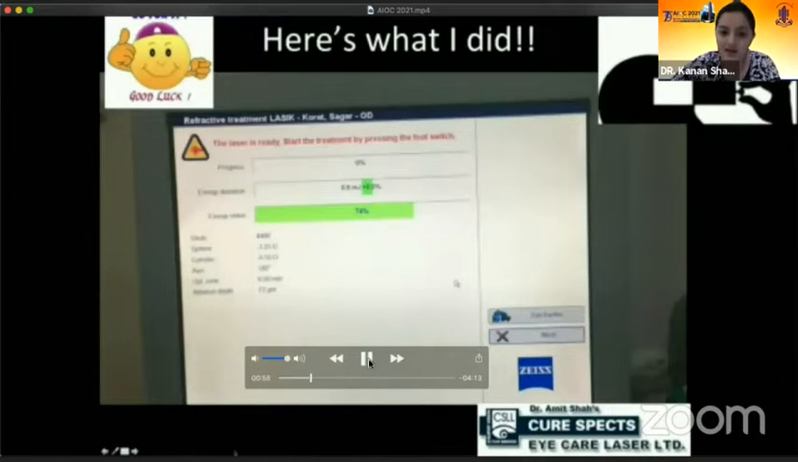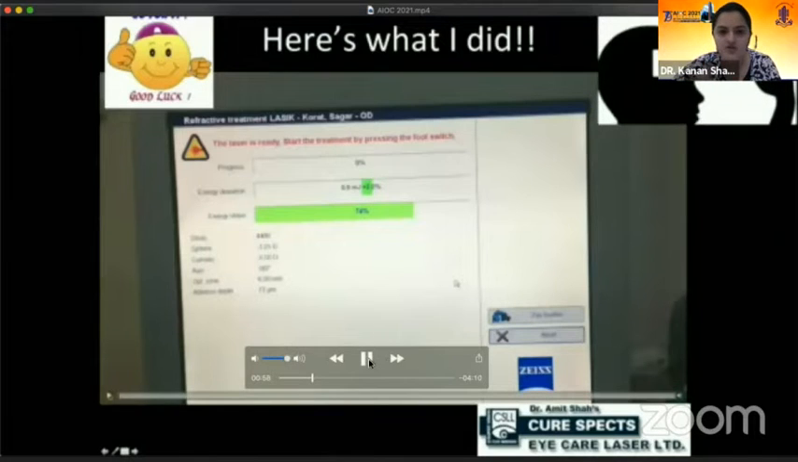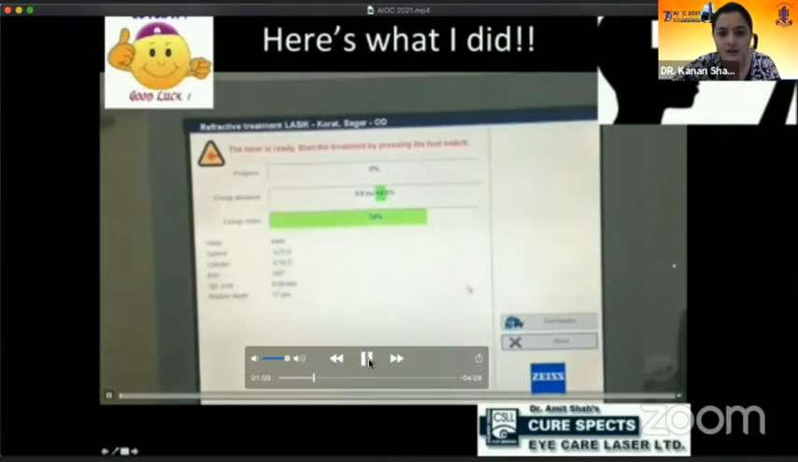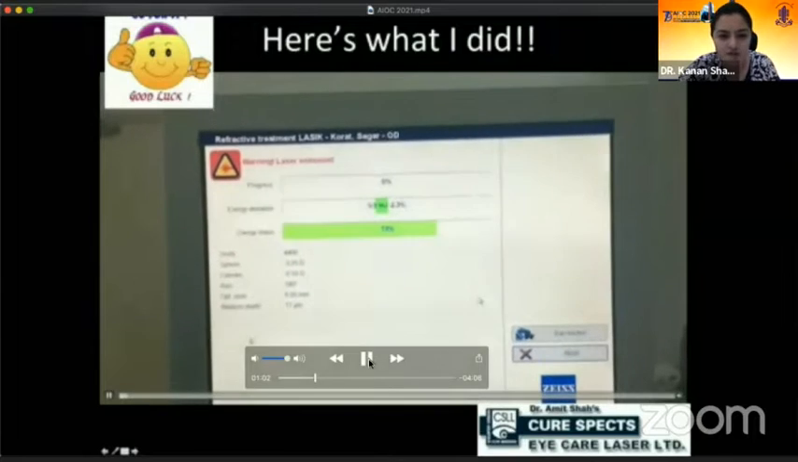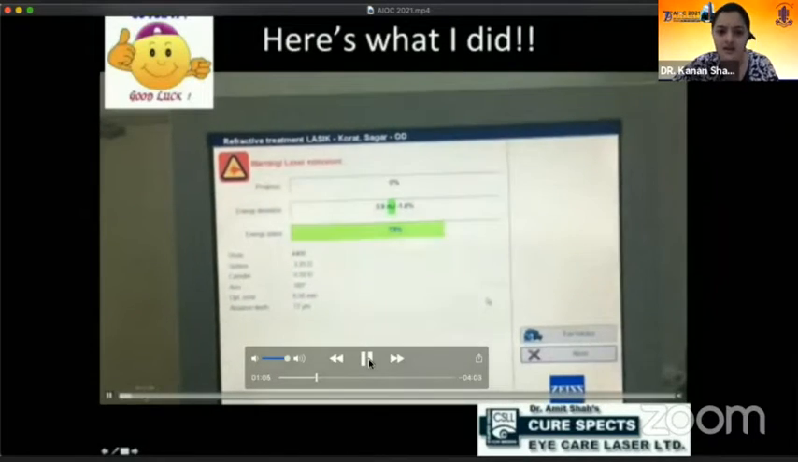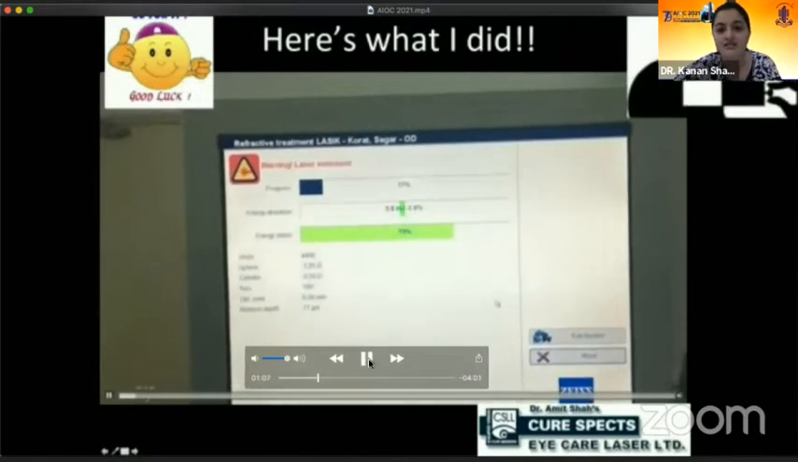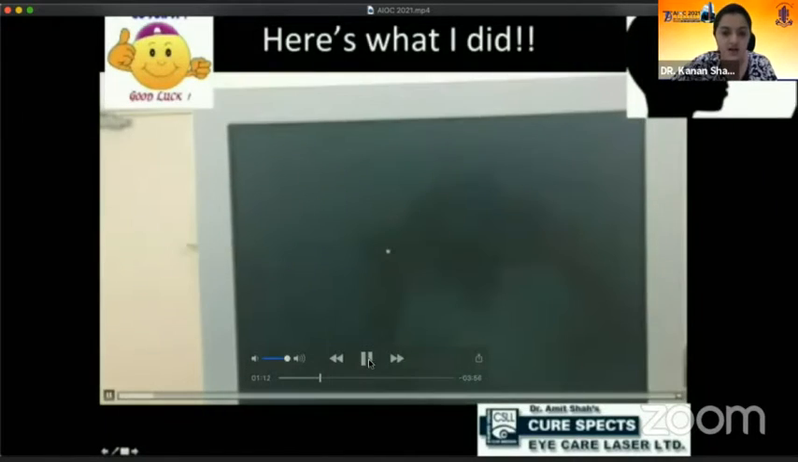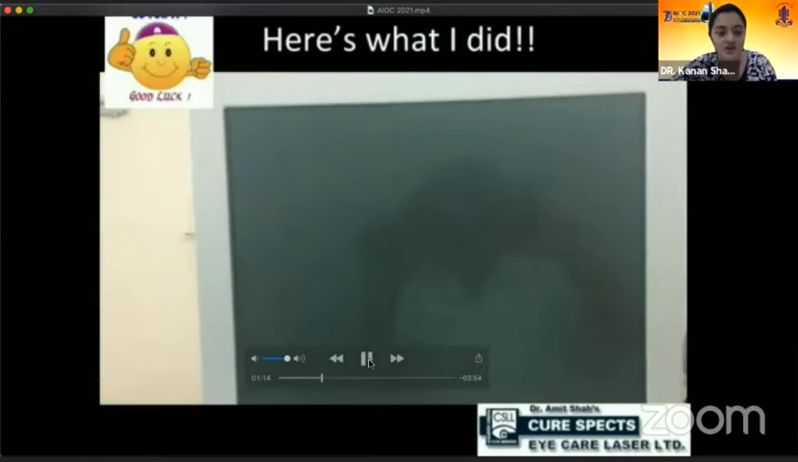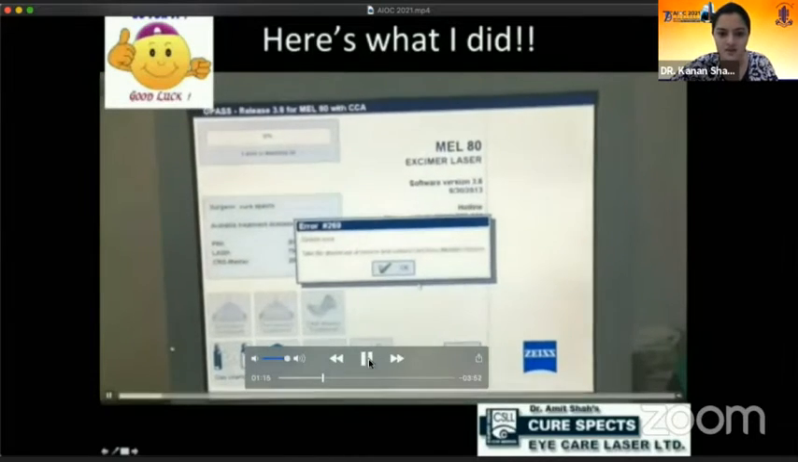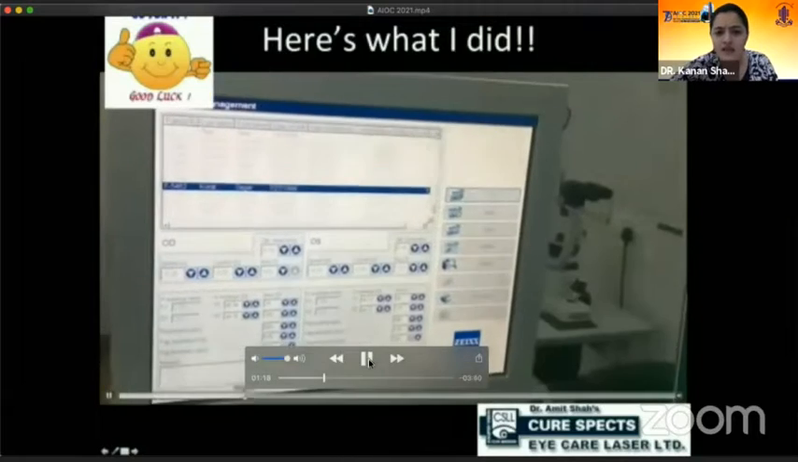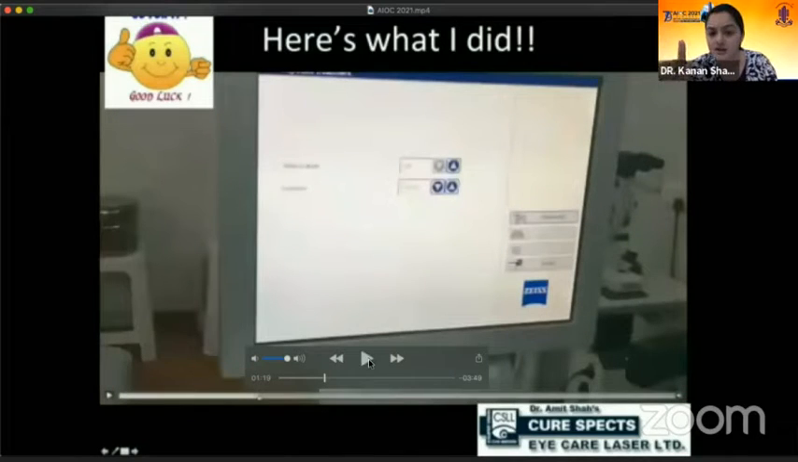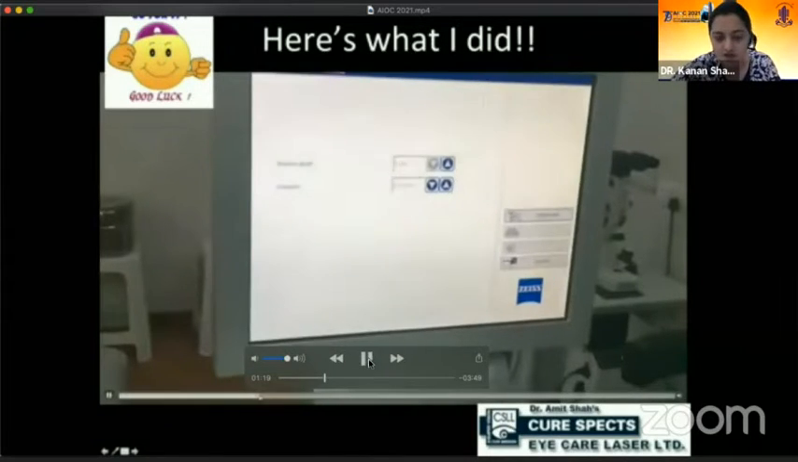But here what I did, retrospectively I remembered that I had my eye on the laser progression bar, and I exactly knew where the machine had turned off. It was exactly at 48%, right? So I turned on the machine and entered the data of the patient again. And my aim was to start that treatment exactly from the 48 percent to the patient's eye. So what about the initial 48 percent?